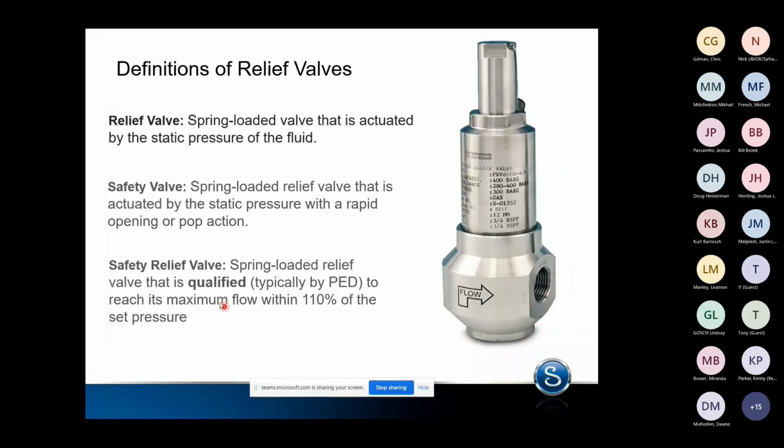From a Swagelok standpoint, Swagelok does not make a safety valve. We have a relief valve and we have a safety relief valve. We do not have a safety valve.